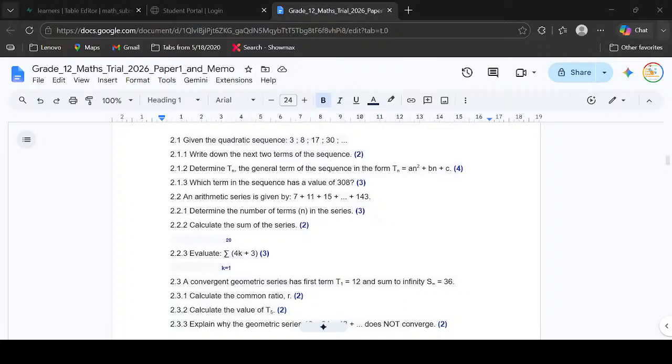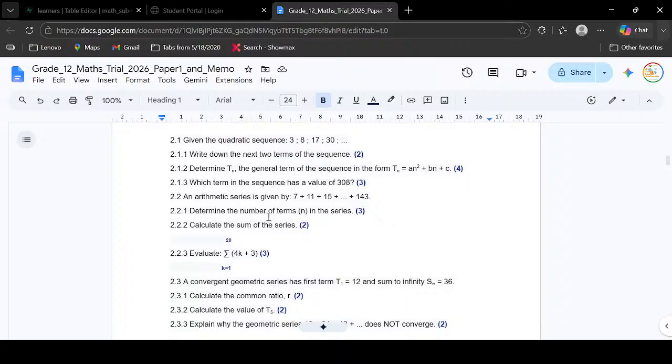We're doing sequence and series. Grade 12s, we are going to be looking at sequence and series. Can you take us through some of the questions that we have? So we have 2.2, which is an arithmetic series given by 7 plus 11 plus 15 plus up to 143.